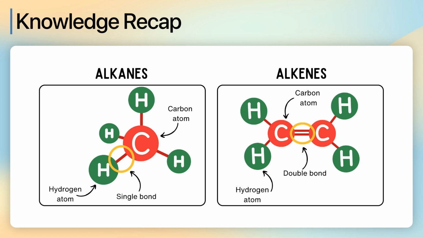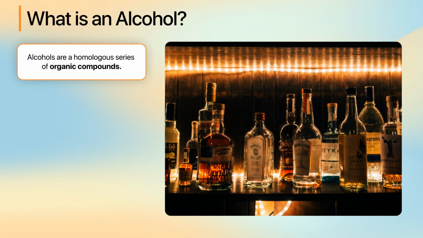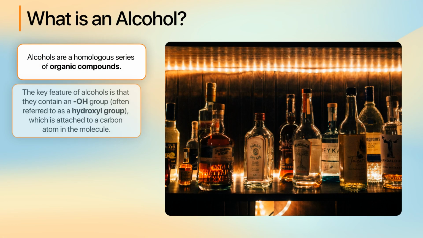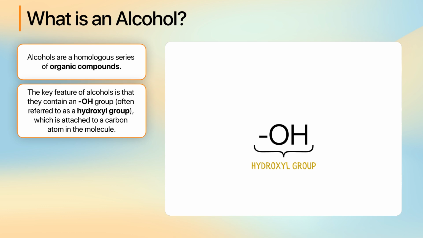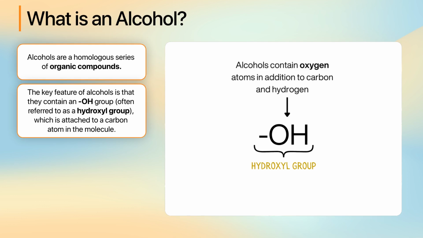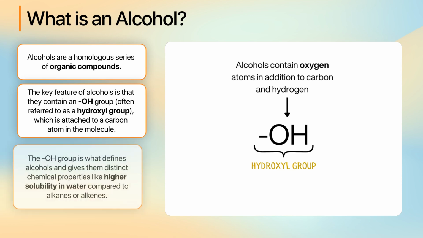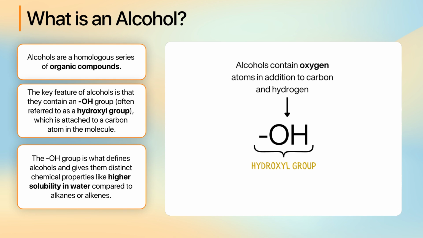Let's get started! Alcohols are a homologous series of organic compounds. The key feature of alcohols is that they contain an OH group, often referred to as a hydroxyl group, which is attached to a carbon atom in the molecule. This OH group is responsible for many of the properties and reactivity of alcohols. Unlike alkanes and alkenes, alcohols are not purely hydrocarbons because they also contain oxygen atoms in addition to carbon and hydrogen. The OH group is what defines alcohols and gives them distinct chemical properties like higher solubility in water compared to alkanes or alkenes.